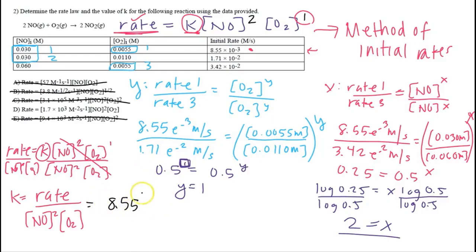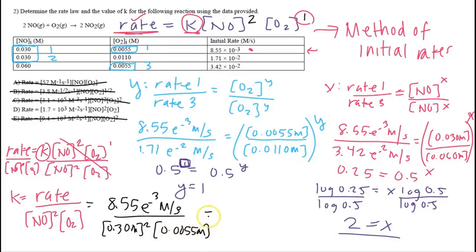All right, so 8.55 e to the negative 3 molarity per second. We want to focus on units because that's going to matter too. We got to make sure we get every single thing here if this is our correct answer. And then for NO, we have 0.30 molar. This is going to be squared. And then we have 0.0055 molar for O2. And so again, we're going to have 8.55 e to the negative 3 molarity per second.